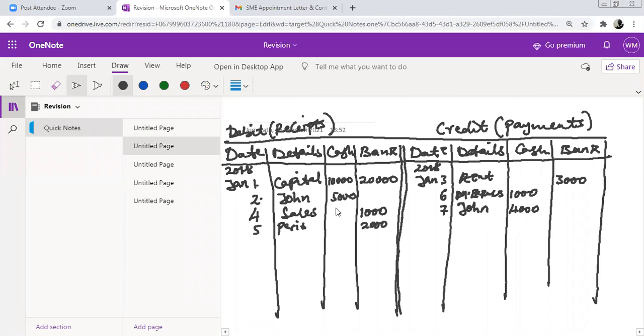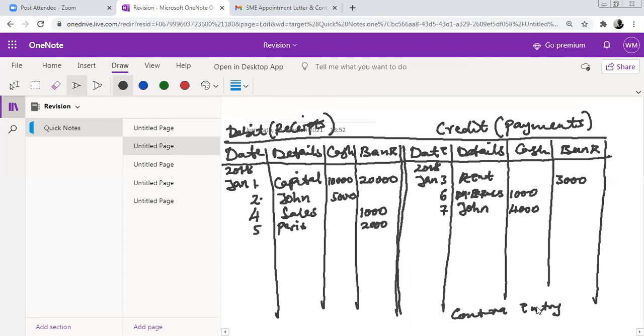We took money from cash and we transferred it to the bank. Such kind of a transaction is known as a contra entry. A contra entry is a transaction where money is not received into the business or paid out of the business, but changing the destination within the business.